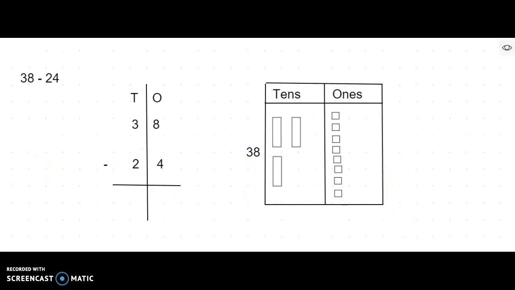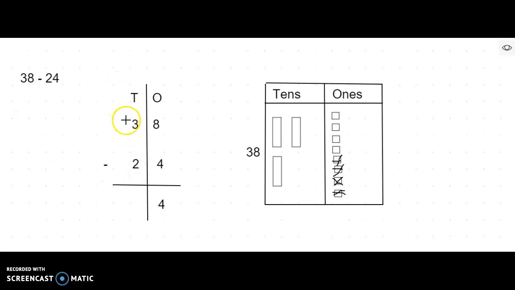I have 38 set up here. I have my whole that I'm going to be breaking apart. So I always start with my ones. Let's see. 38 has 8 ones, and I need to take away 4 ones. So I'm going to cross out 4. You ready? Okay. 1, 2, 3, 4. How many ones do I have left? I have 4 ones left. 8 take away 4 equals 4. Really good.